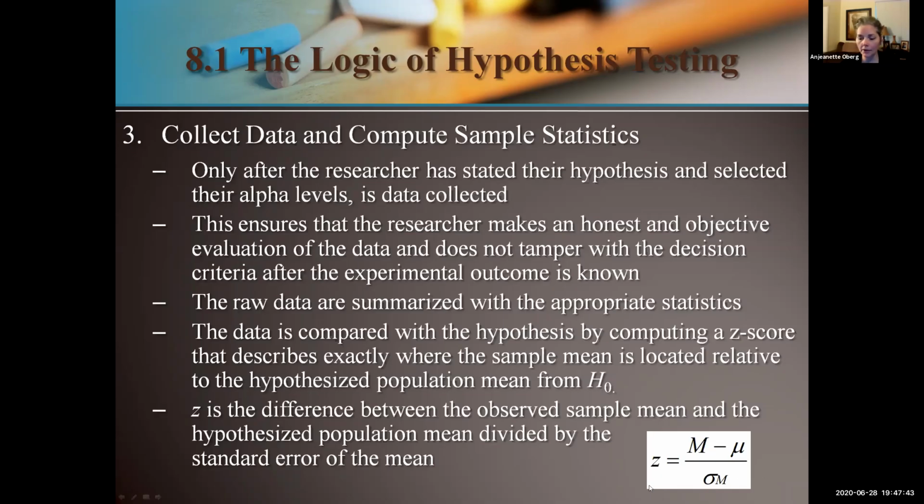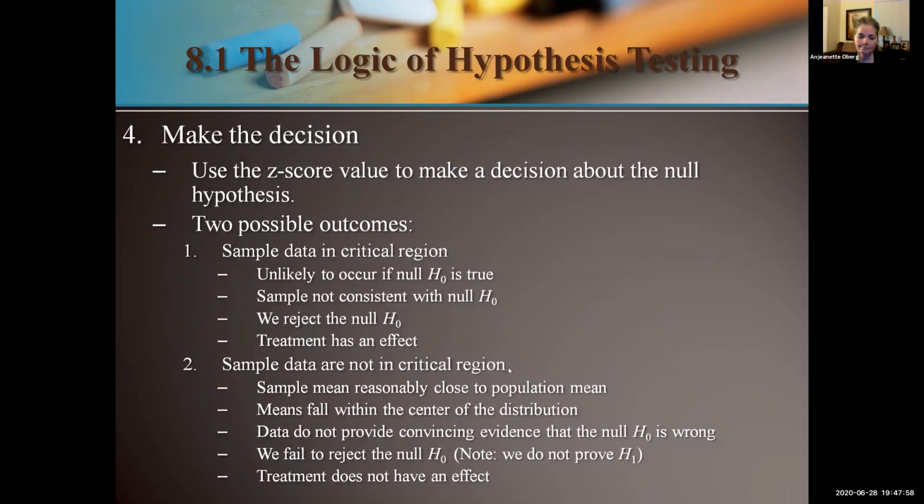Our formula here is comparing the mean for our sample to the population divided by a standard error, or if you're comparing one individual participant to the rest of their group, it would be X minus the mean divided by the standard deviation, okay? And so then we have to make a decision, and we have 2 decisions to make. We can either reject the null, and if it's in the critical region, we reject the null. That means it's statistically significant.